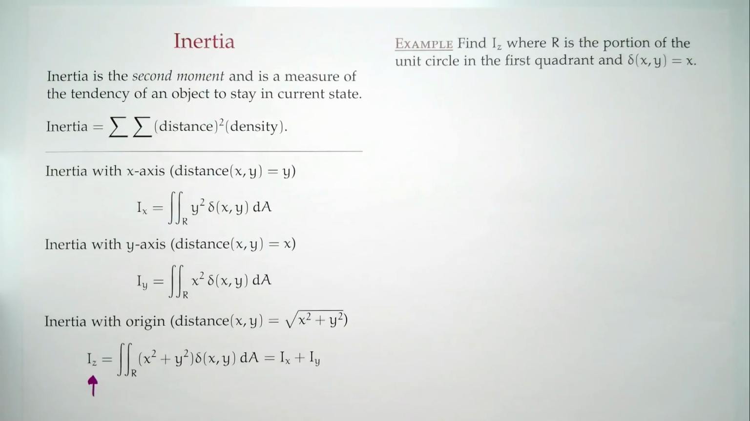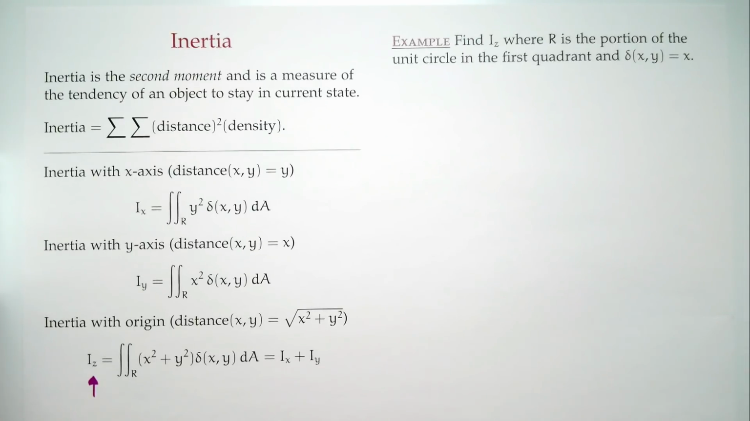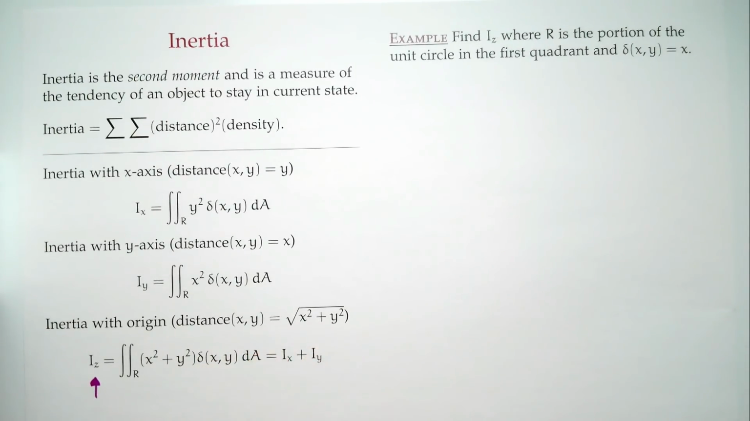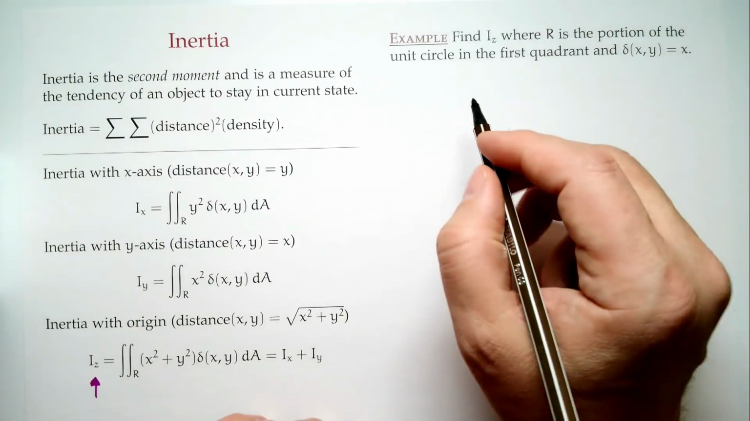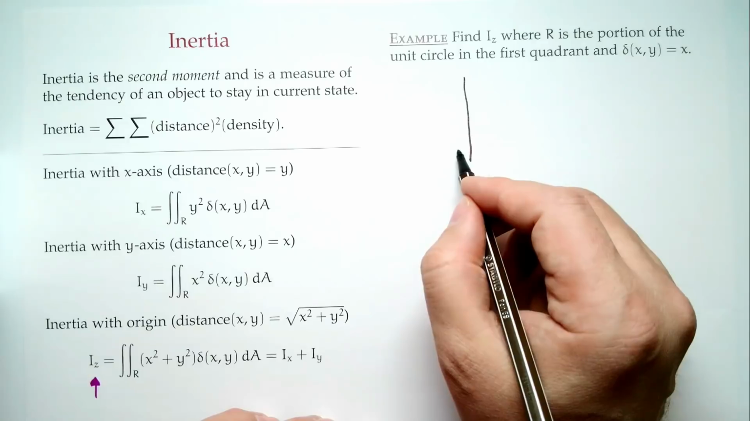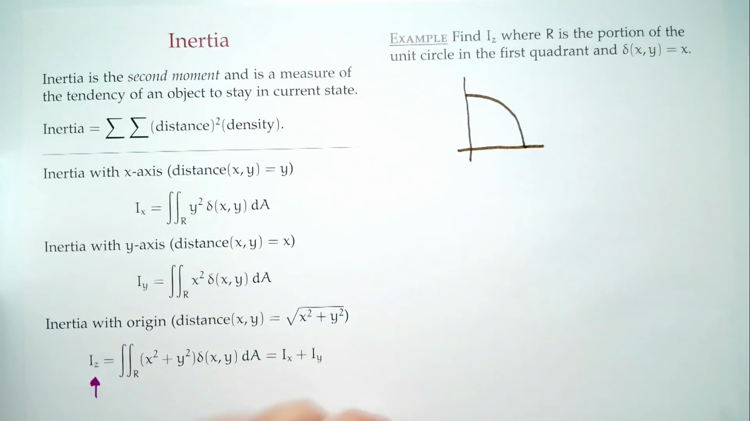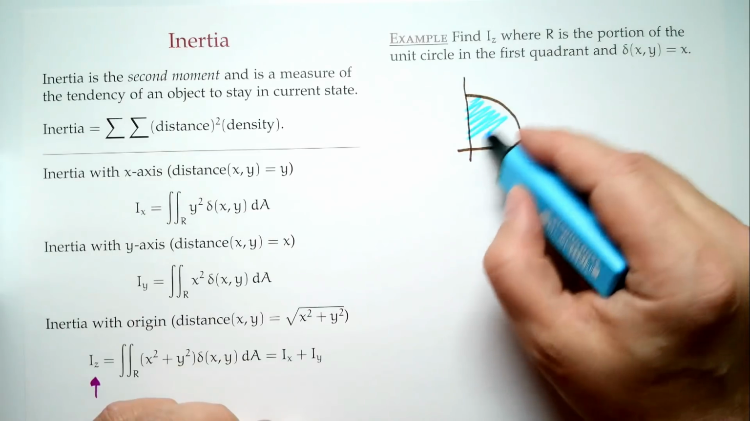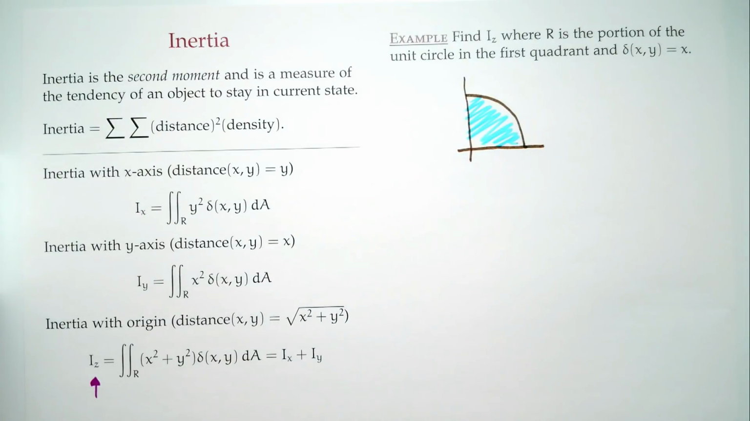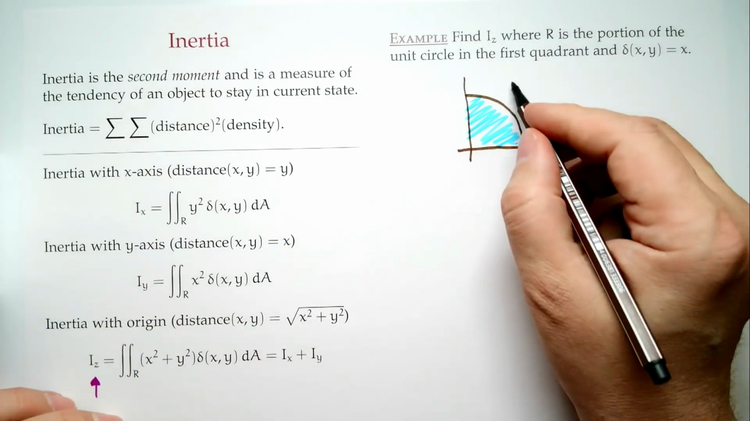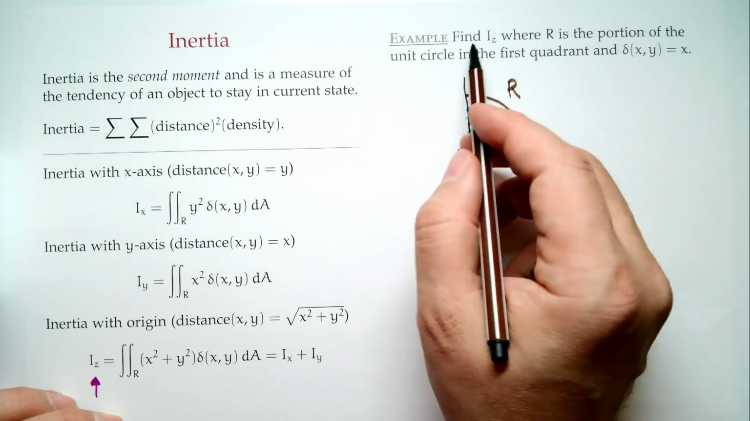Well, let's do an example. Find the inertia with respect to z, where r is the portion of the unit circle in the first quadrant, and the density is equal to x. All right, so let's try this. So I have the unit circle. I'm in the first quadrant. So here I am. So there's my shape. I'll shade it in. All right, so now I have r. So there is r. And I want to find my inertia with respect to z.